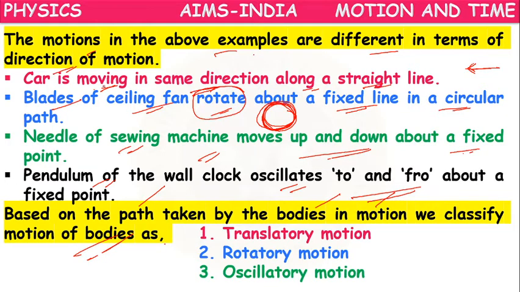So now we have observed different types of motion. Based on that, all kinds of motions are mainly divided into 3 types. What are they? The first one is translatory motion. The second one is rotatory motion. The third one is oscillatory motion. In this way, we have divided all kinds of motions into three types: translatory, rotatory, oscillatory.